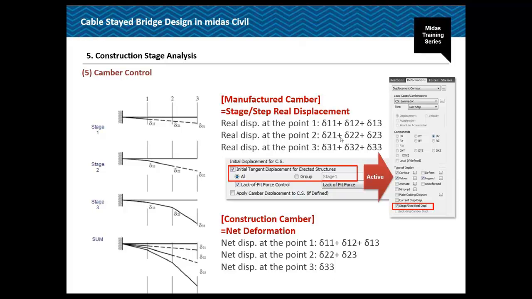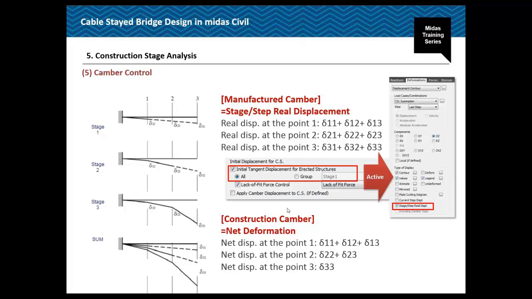How can we calculate the manufactured camber including the tangential displacement? If you go to the construction stage analysis control dialog box, you remember this option which was right above the Lego fit force, initial tangent displacement for erected structure. Once we check on this option and perform analysis, this field will be activated, which means the program will give you the summation of the net displacement and the tangential displacement. So by checking on this option, we can get the manufactured camber result.